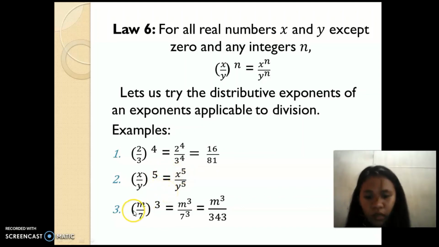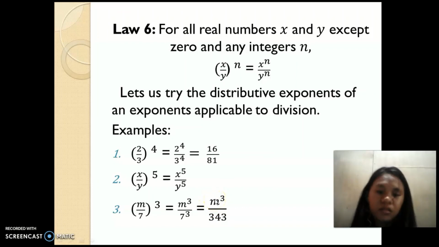Here we have (m over 7) raised to 3. We have m raised to 3, by the distributive property, and 7 raised to 3. The m is still the same, so m raised to 3, and 7 raised to 3 we have 343.